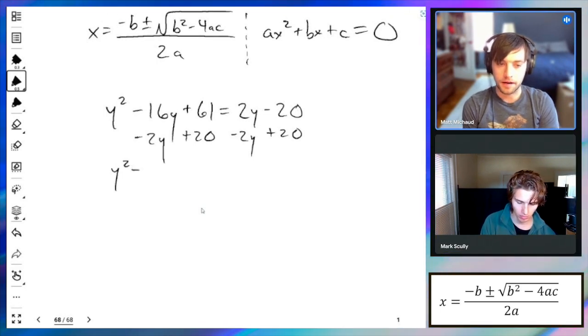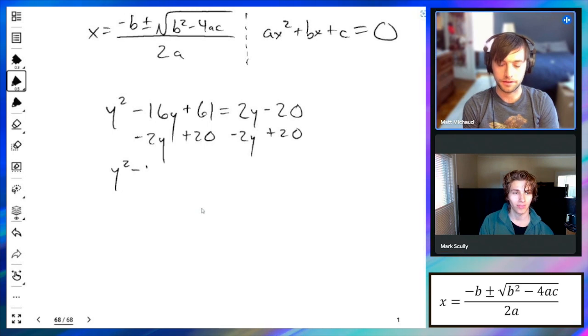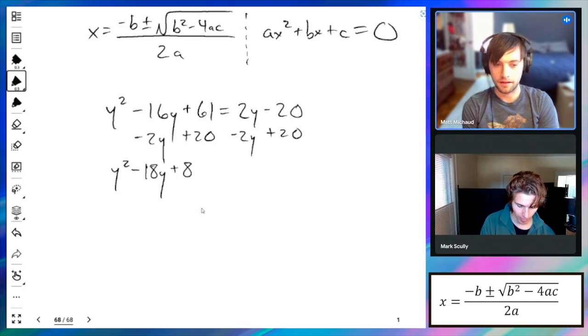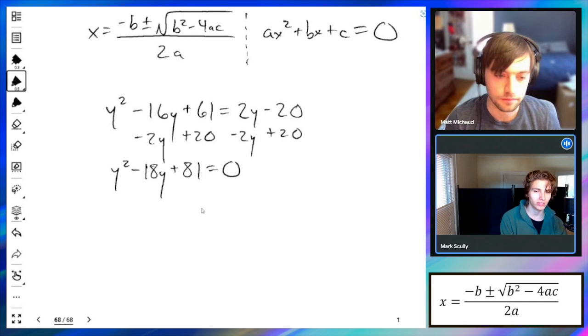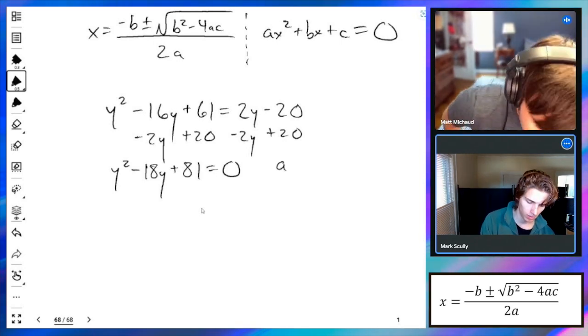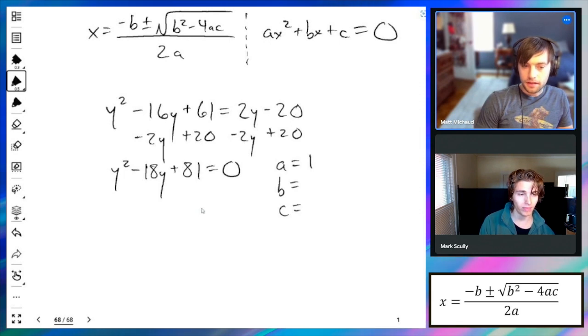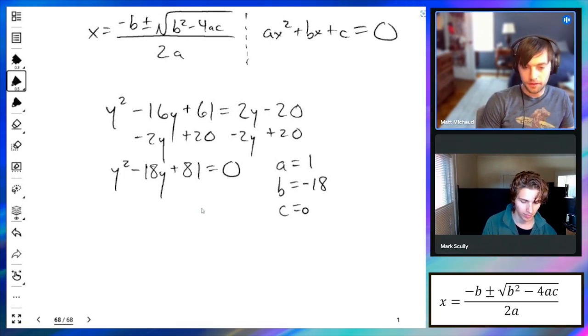Y squared minus 14y. Close. Minus 18y, because negative 16y minus 2y, plus 81 equals 0. Nice. Now we're good for our form. Can you say a, b, and c? Yes. A is 1, b is negative 18, and c is 81.